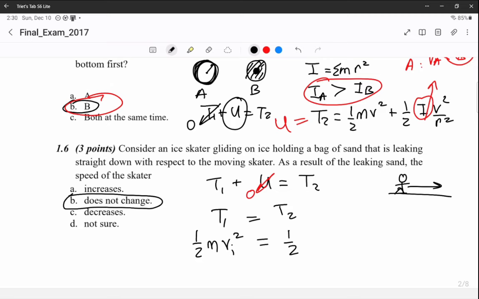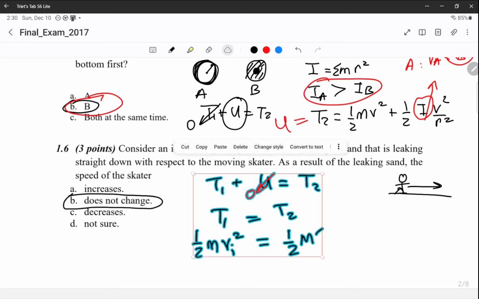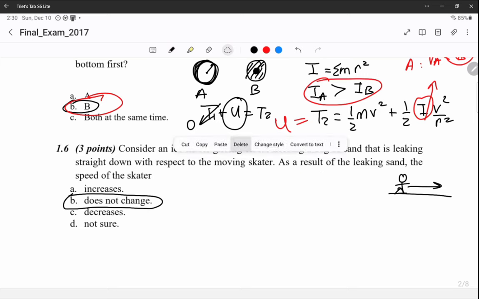Actually, never mind. I take it back. It's wrong, because this m is going to be different. They're really going to be different. This approach is not very good. We also let the sand fall off the back, so there's also an external force, and we don't exactly know what it is, and the potential energy is too complicated, right? This problem should be approached from momentum.